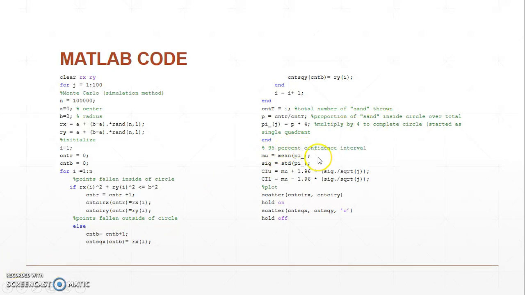And then this is the code where we calculate our 95% confidence interval. So we find mu by finding the mean of our calculated pi, and we do the standard deviation the same way. And then we plug those two values into our confidence interval equations for upper and lower. As you can see here, the 1.96 is a number pulled from stats to find that 95% confidence interval. And then we go ahead and plot it after that.